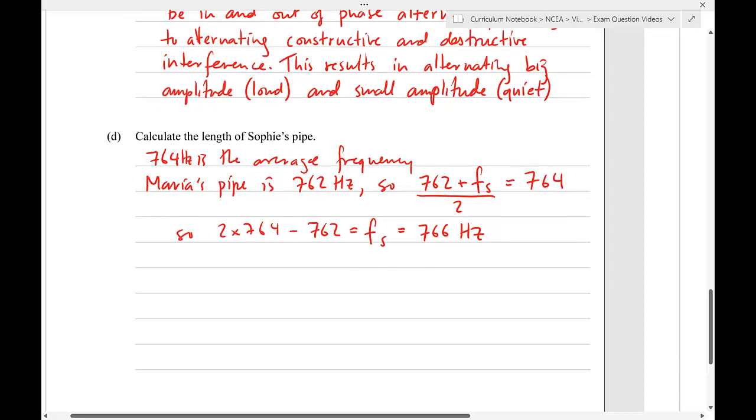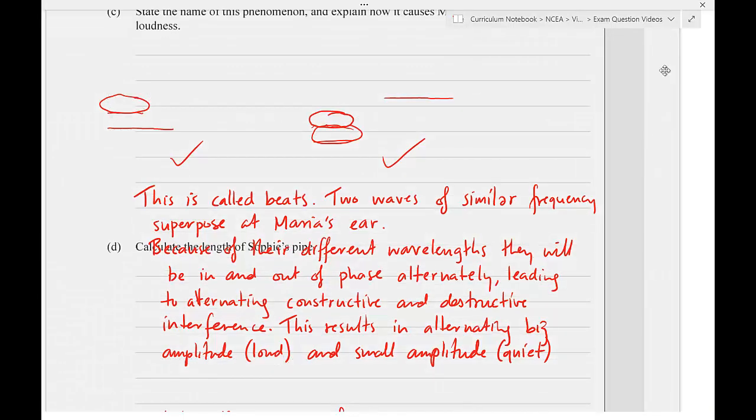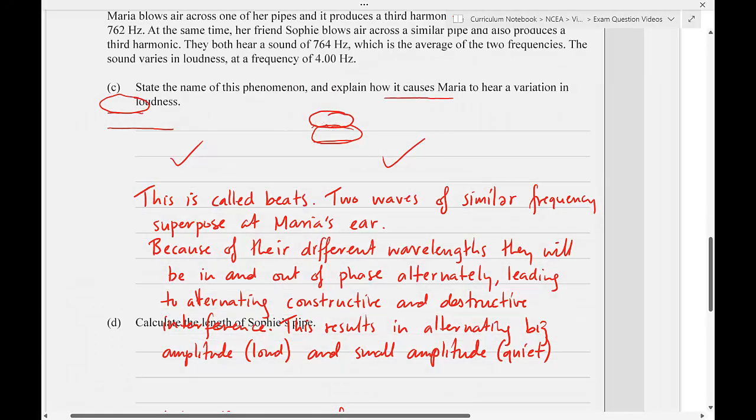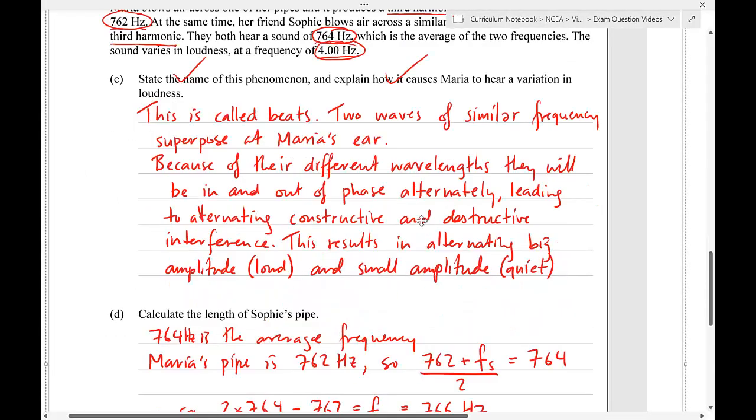There is, alternatively, the other way that you could find that, by the way, this is a very easy thing to find, but we know that the other frequency has to be 4 different to 762, so it has to be either 766 or 758. It's not 758 because the two have to have an average of 764. It must be above 762.